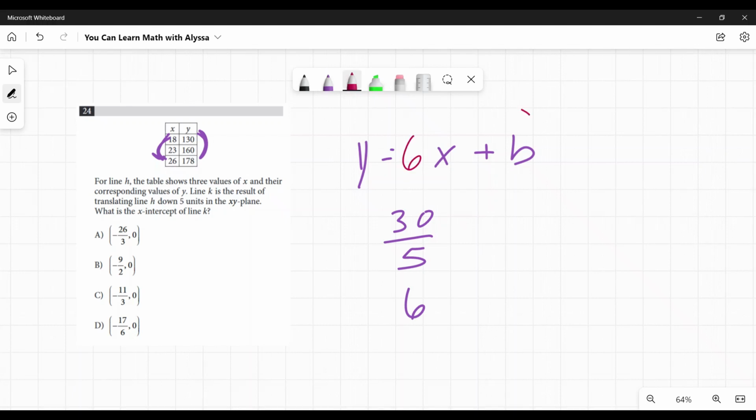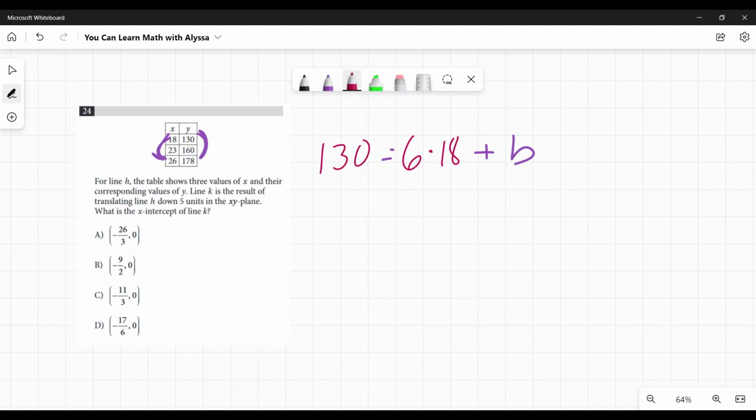Now I need to find my y-intercept. I'm going to take any one of these points. I'm going to use the smallest one, 18 and 130, and plug them in here for that x and y value. So my x is 18 and my y is 130.